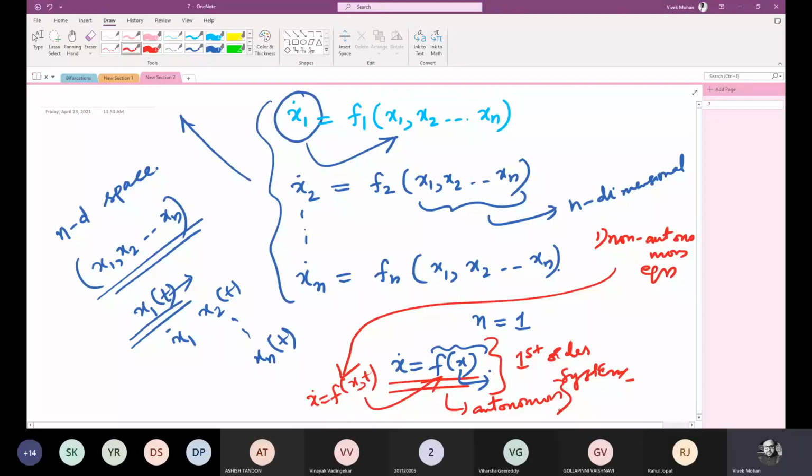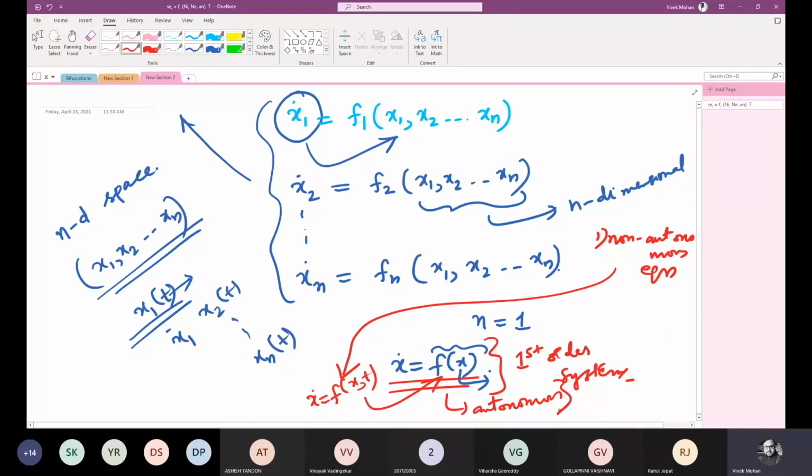If we are taking x dot equals f of x, t, it should really be regarded as a two-dimensional or second order system. This can be discussed later, but as of now we are discussing it as an autonomous system.